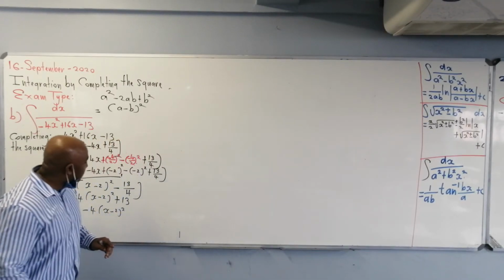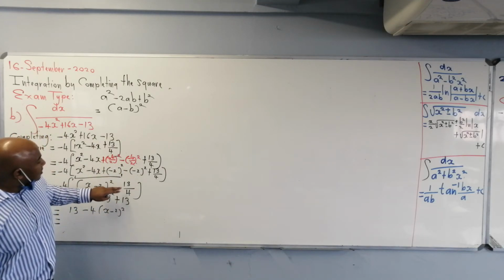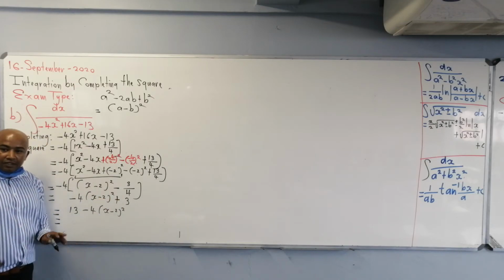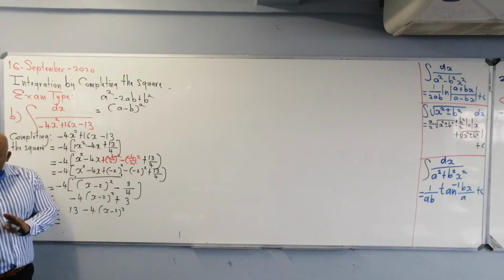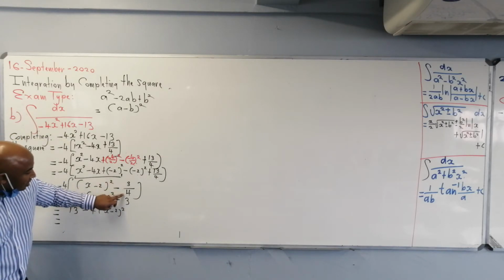Oh yes, sorry, my mistake there. Minus 16 plus 13 is minus 3. I put minus 13, sorry, yes. Minus 16 plus 13, which is minus 3. Okay, that is correct. Minus 3 over 4.